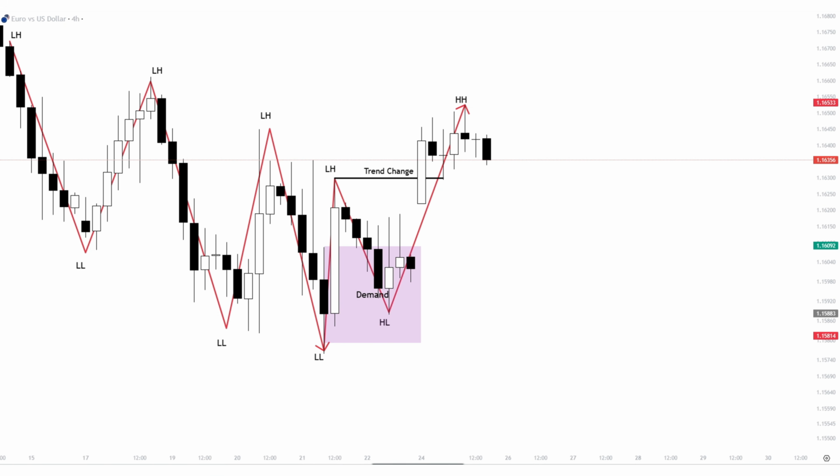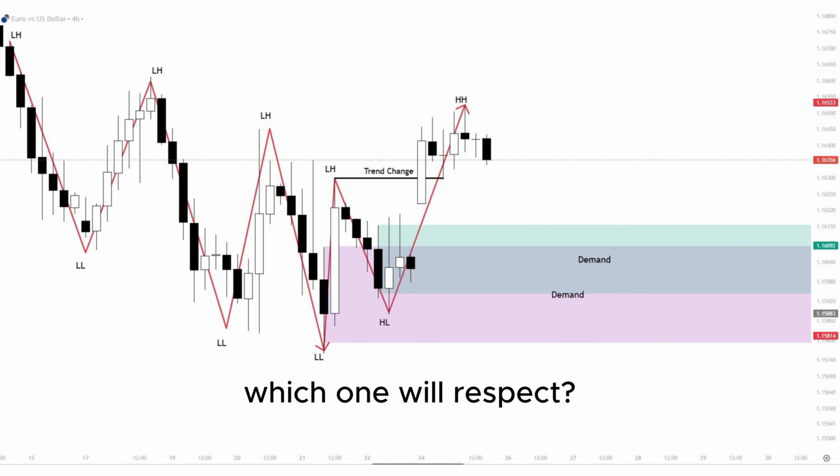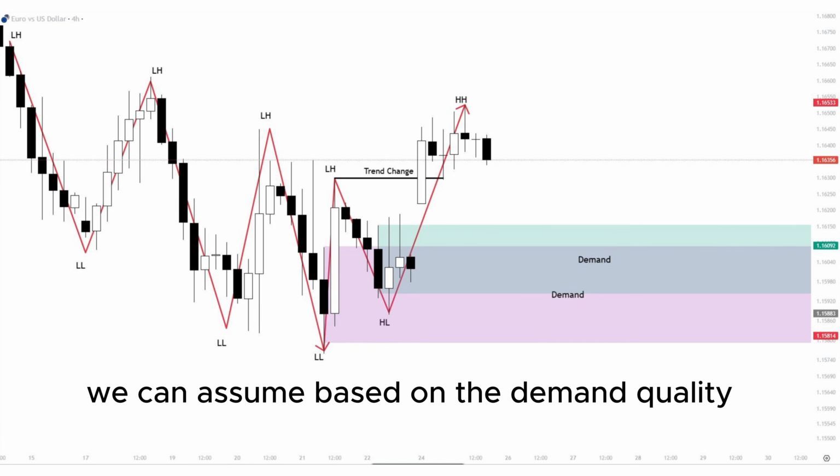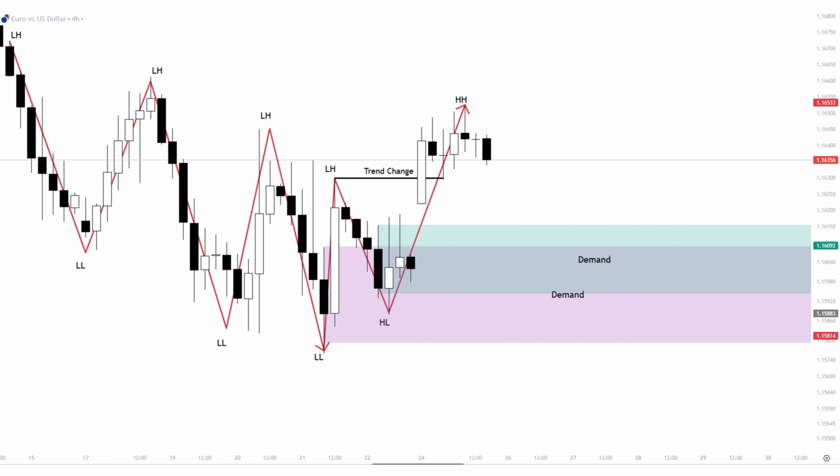I changed the colors so we can differentiate them. Right. So we have two demand levels. So basically two levels from where the market might bounce to the upside after hitting them. So the question becomes, which one will respect? Well, the most realistic answer is that we can't know for certainty. We can just assume based on what level might be higher quality, and that's exactly our goal, finding which one is of higher quality. There are two ways of doing so. One is a more complex way of thinking, and one is simpler, but with a good logic behind it.